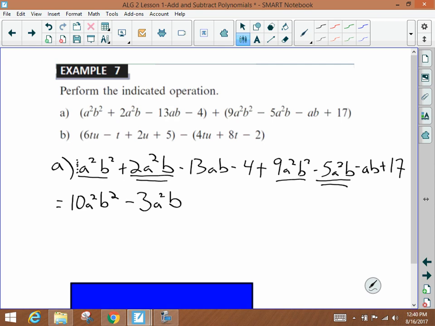And that's it. I need to find an ab term in here. There it is. I have a negative ab. So I can add those two things together. Negative 13 minus, remember there's a little invisible 1 out in front of there, so I have negative 13 minus 1, which is negative 14. And remember, we're talking about abs. And the last two terms that I can combine are my constants, negative 4 and positive 17. And that's going to give me positive 13.